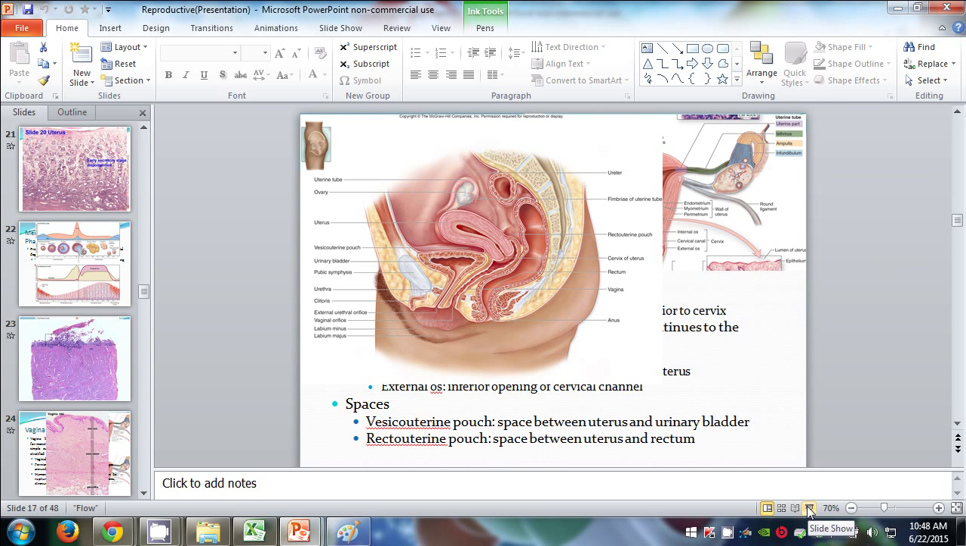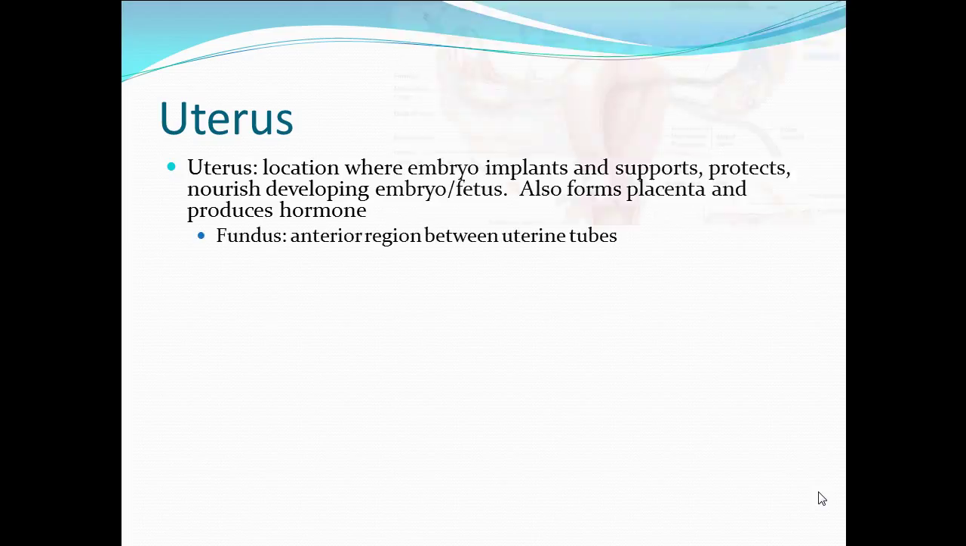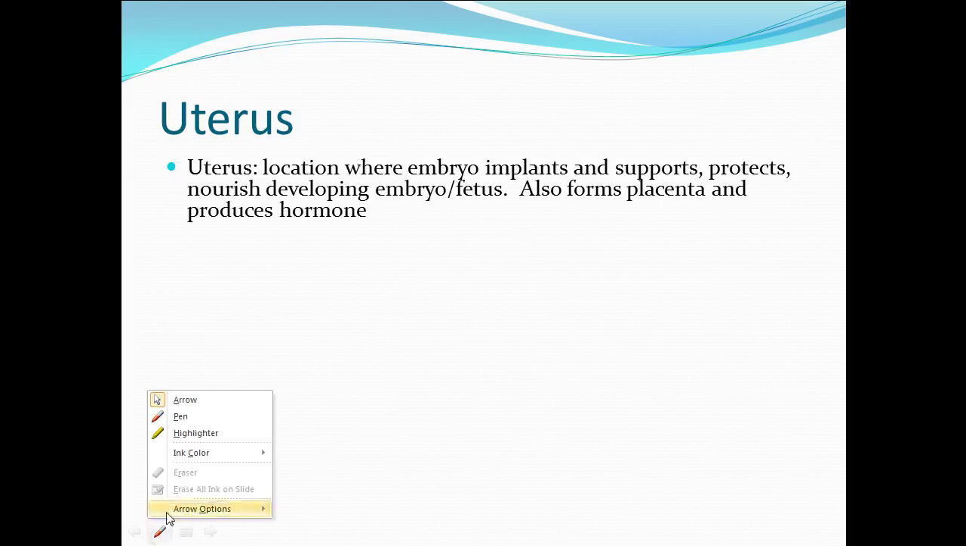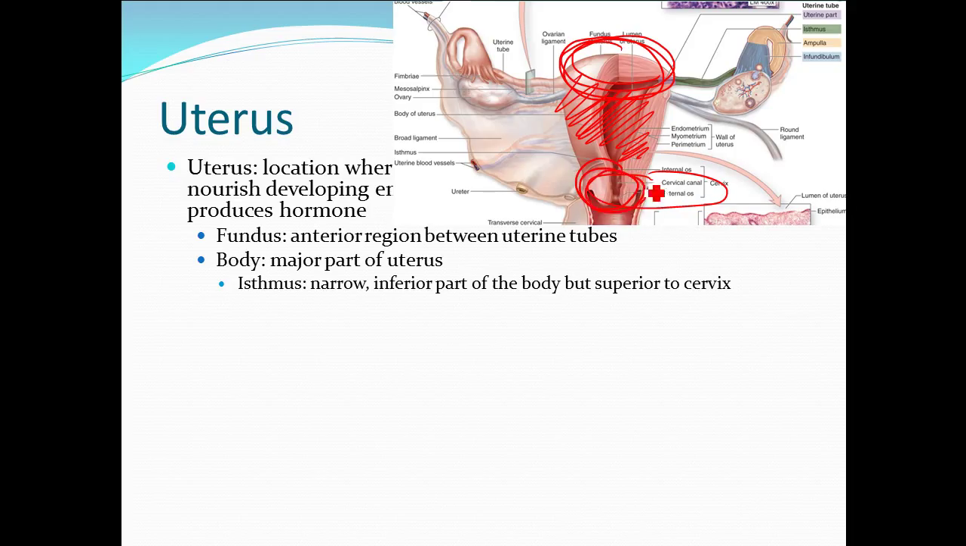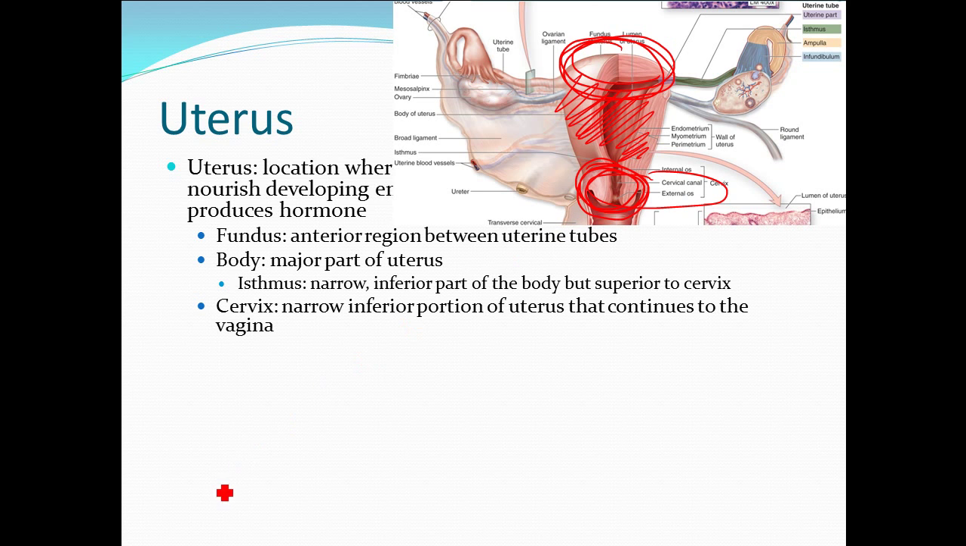Alright, so let's go back into the uterus now. The uterus is where the implantation of the embryo occurs. It helps protect it and nourish it. It will end up forming the placenta and does produce certain hormones. The fundus is this anterior region of the uterus. It has a body, which is most of it, and it has a part that narrows it down. It's called the isthmus. The isthmus is where the cervix is going to be located.